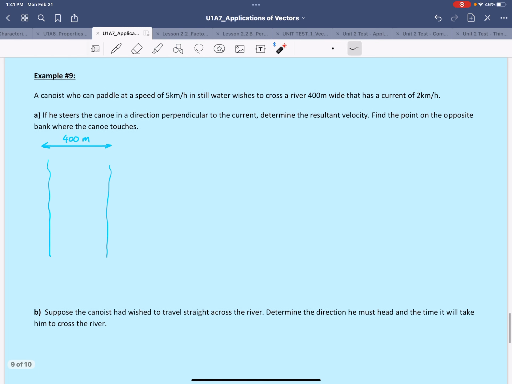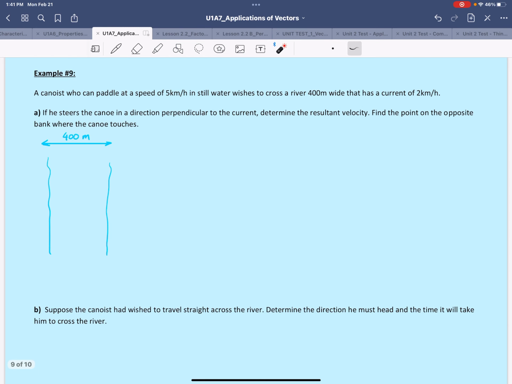We're taking a look at example 9: a canoeist who can paddle at a speed of 5 kilometers an hour in still water wishes to cross a river 400 meters wide with a current of 2 kilometers an hour. If he steers the canoe in a direction perpendicular to the current, we have to find the resultant velocity. And we also have to find the point on the opposite bank where the canoe touches.